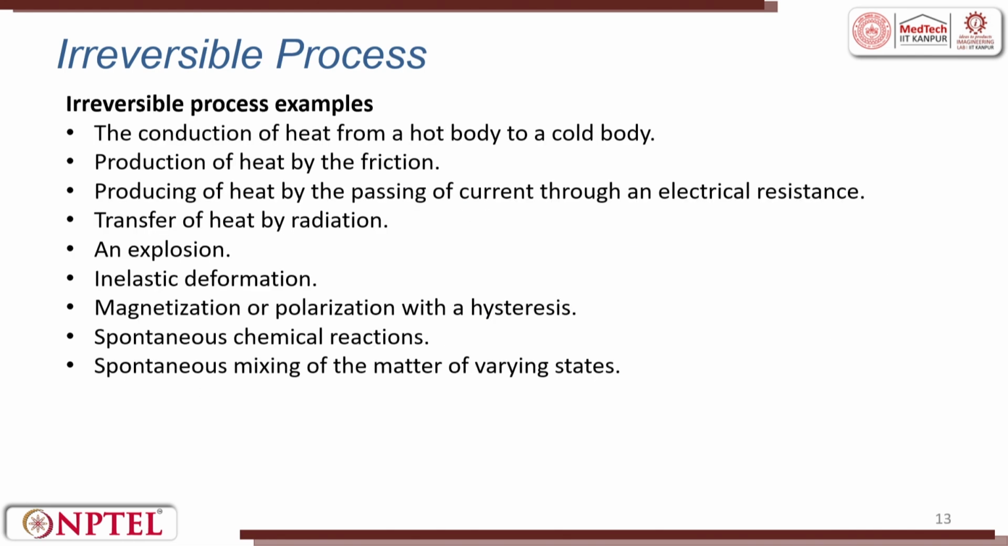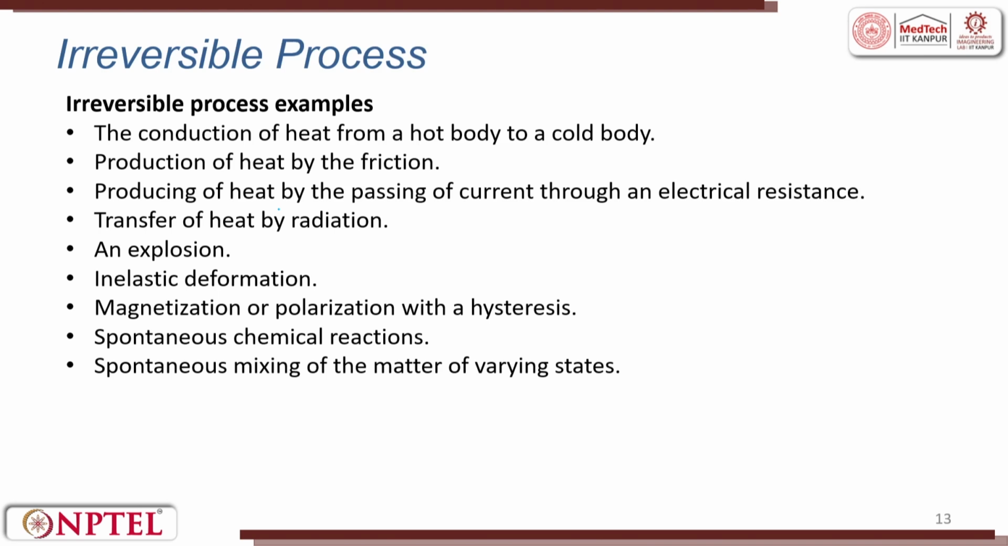So, examples of irreversible processes: the conduction of heat from a hot body to a cold body is irreversible. Friction, which is the production of heat when two metal bodies rub against each other, or when you rub your hands, two bodies rubbing each other, there is friction. This friction leads to heat. Producing heat by passing current through an electrical resistance.